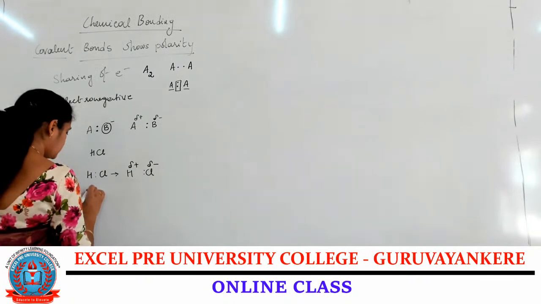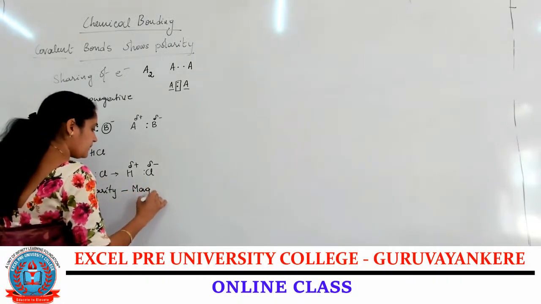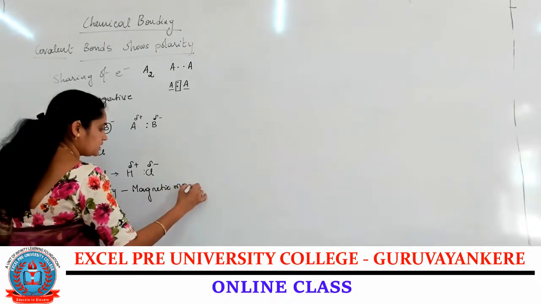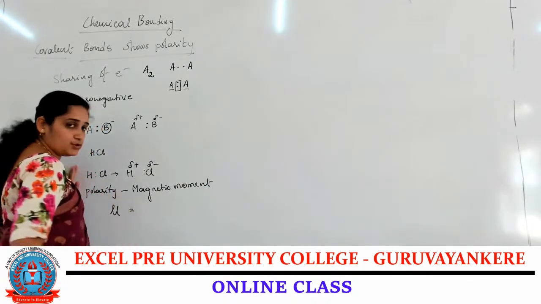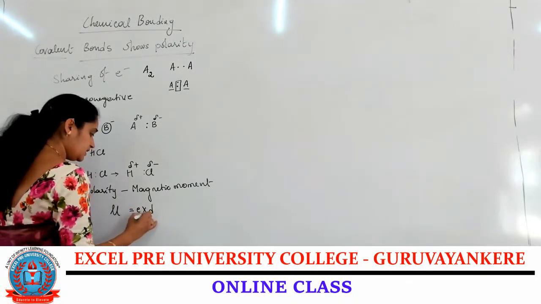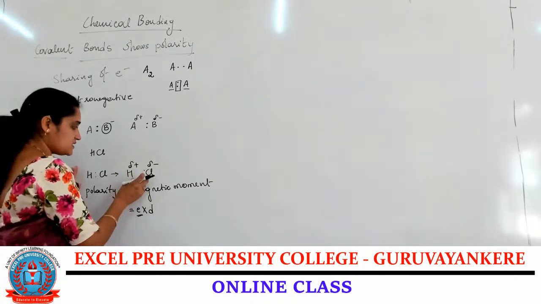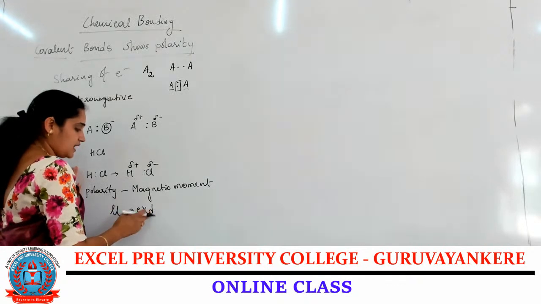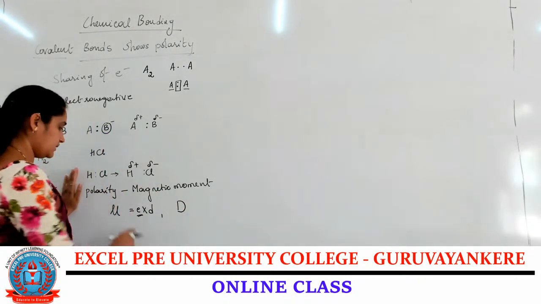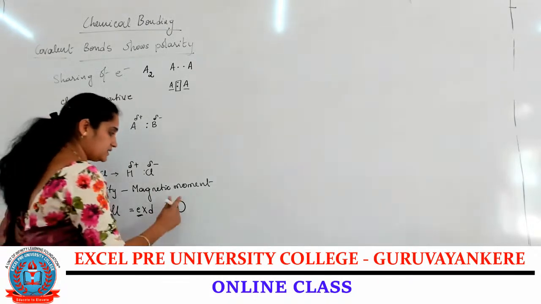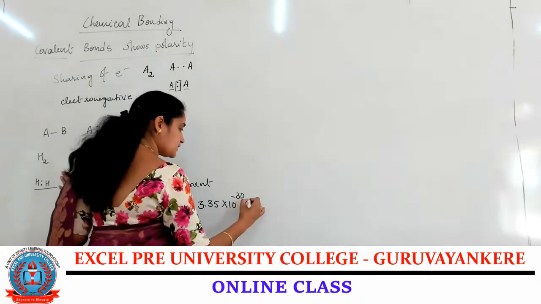And this polarity of the molecule is measured using the term dipole moment. The dipole moment can be calculated using the formula: mu is equal to e into d, where e is the charge on the atom and d is the distance between the atoms. The SI unit for the polarity of the molecule, the dipole moment, is the coulomb meter; the commonly used unit is the debye, which is 3.336 into 10 to the power minus 30 coulomb meter.